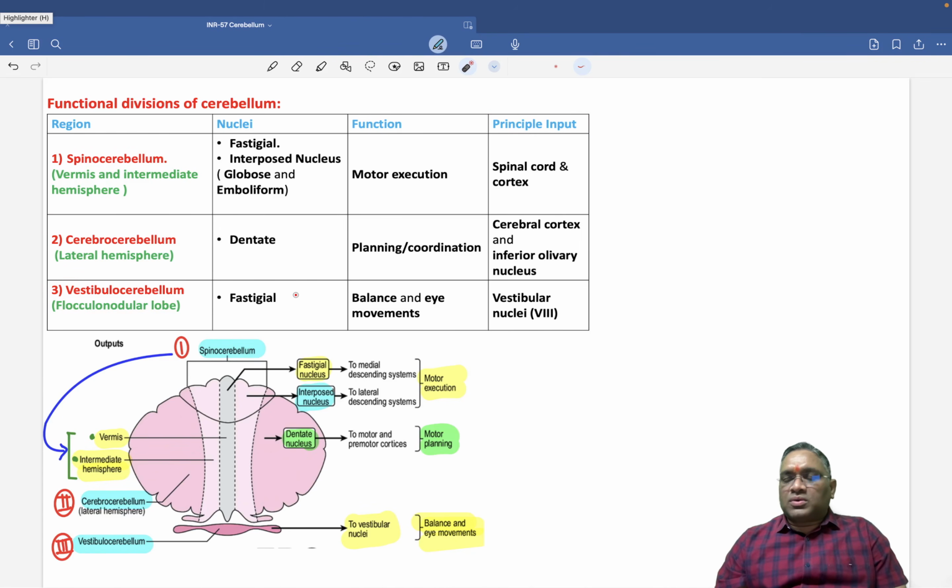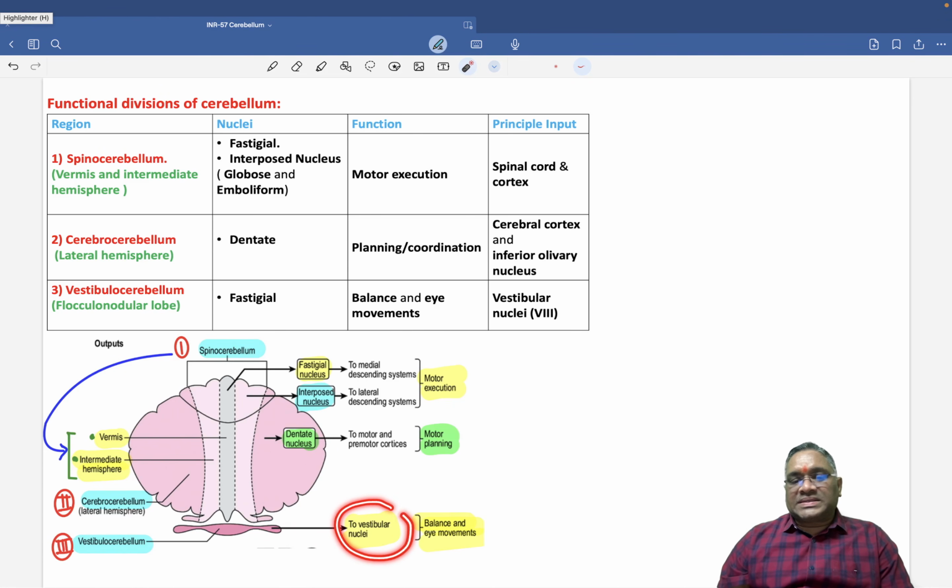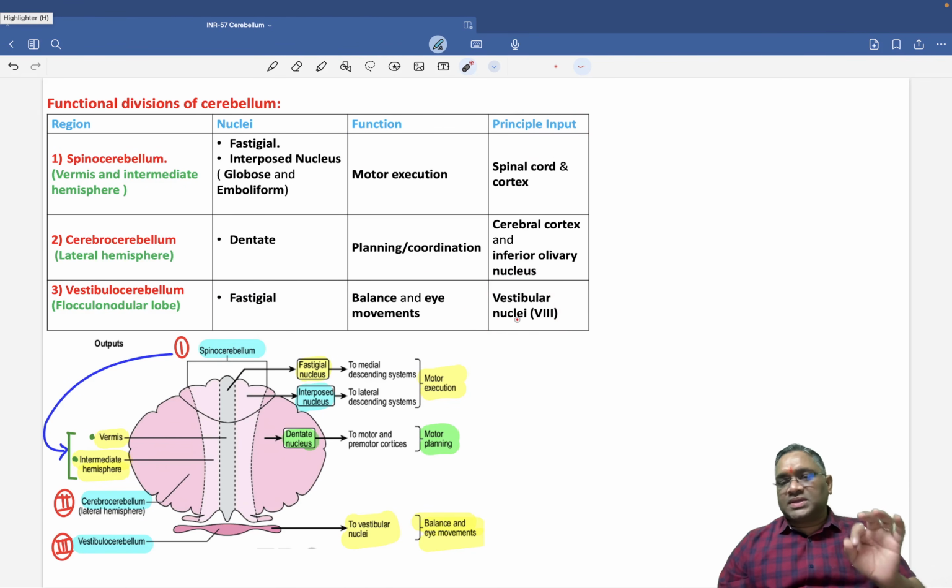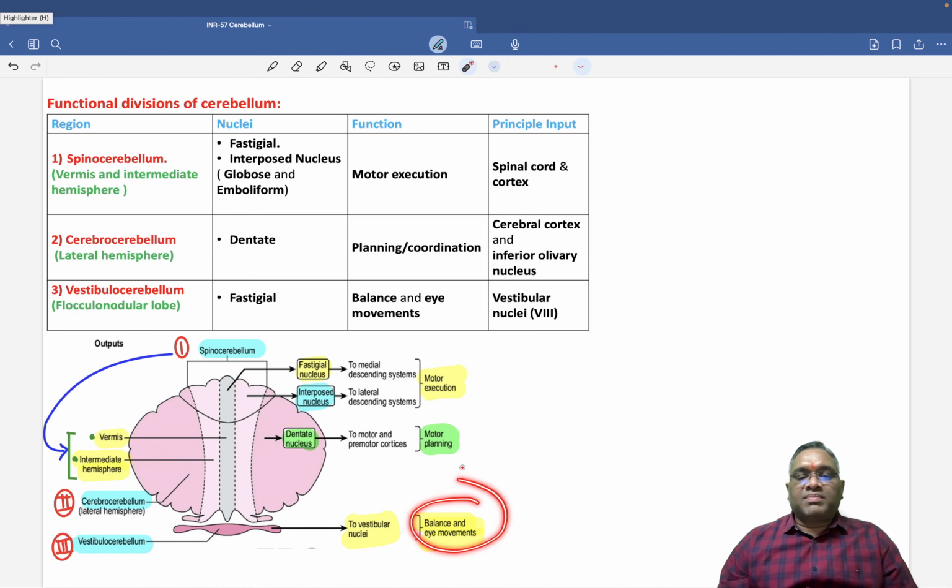Then come to the vestibulocerebellum. You can see this is the vestibulocerebellum, where you see the flocculonodular lobe. Their nucleus is the medial most one, the fastigial nucleus. Their input is from the vestibular nuclei. Sorry, it is input, not output. The vestibular nuclei help in balance and eye movement. So the fastigial nucleus function is balance and eye movement, and the principal input is the vestibular nuclei.